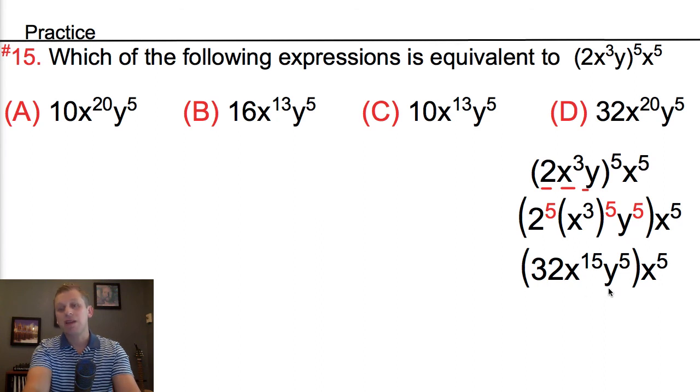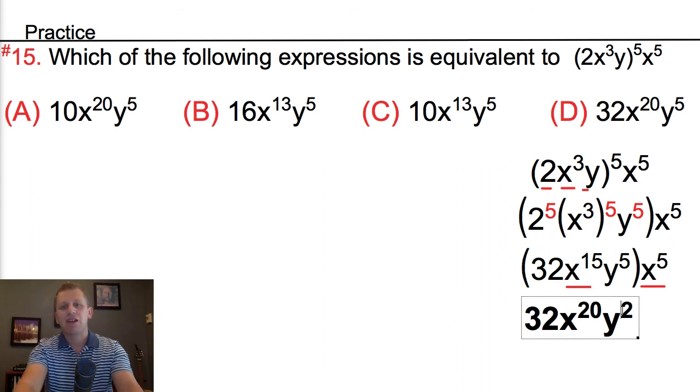Finally, when I multiply things with the same bases, add the powers. The only pieces here with the same base are x to the 15th and x to the 5th. When I add those, I should get x to the 20th for a final answer of 32, x to the 20th, y to the 5th, not squared.